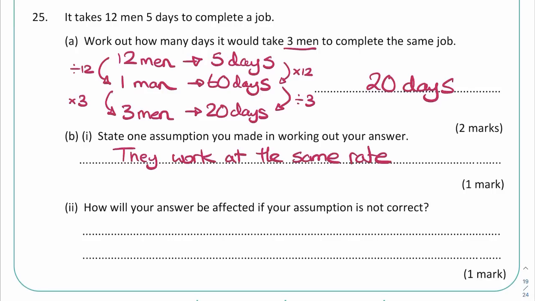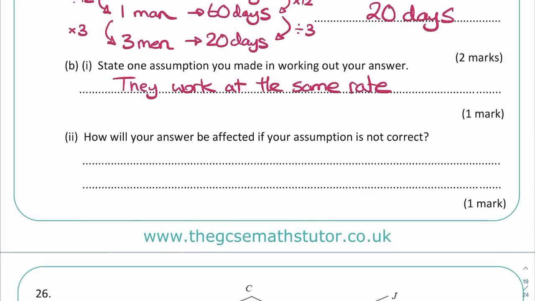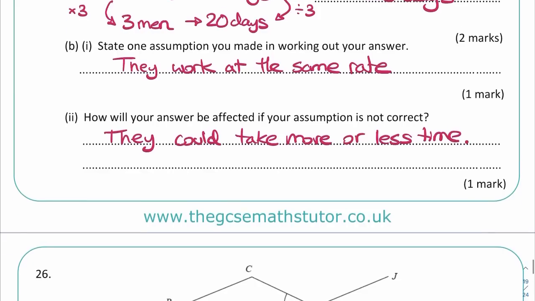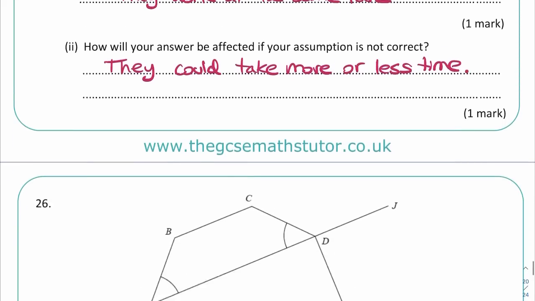It says here, how will your answer be affected if your assumption is not correct? Well, if it's not correct, they could take longer or they could take less time. Okay, so they could take more or less time. There we go, more or less time. And there we go, that's how our answer would change if our assumption was not correct.